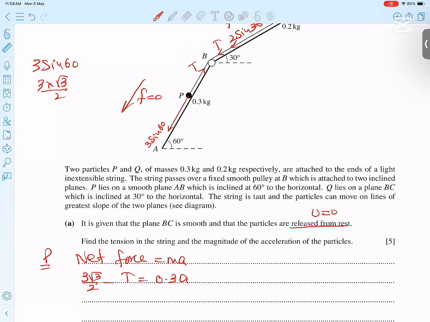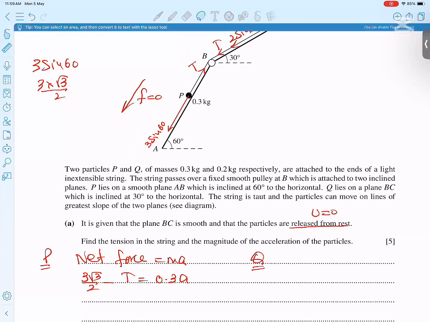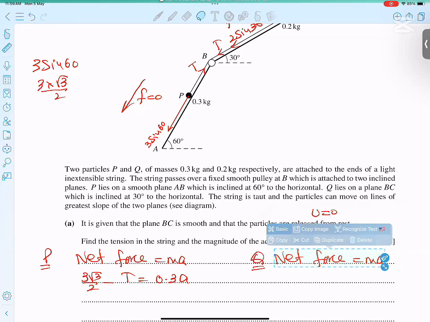So I hope this is done. Now let's go for the second equation, the second equation for the Q particle. Again, same situation. The formula remains the same, so net force is equal to ma.